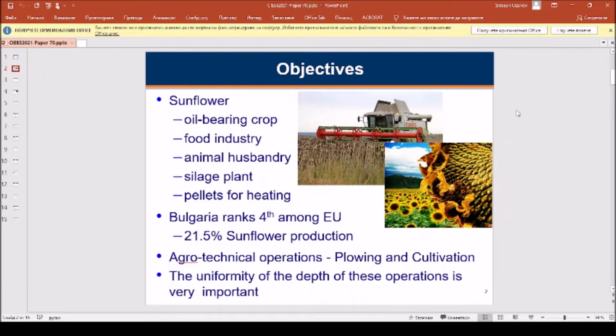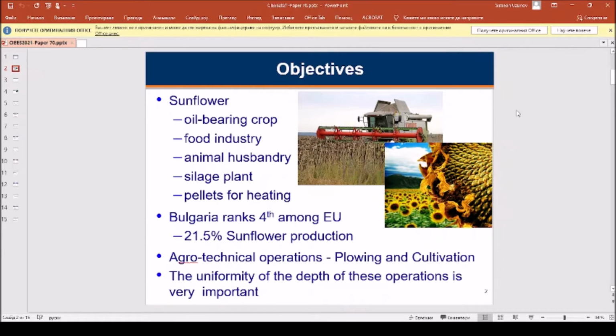Plowing and cultivation are agrotechnical operations, part of the soil preparation involved in the technology of sunflower production. The uniformity of the depth of these operations is important for restoring the compaction of the soil, improving the penetration of water into the lower layers, changing the distribution of soil aggregates, and has a beneficial effect on the growth of plants.